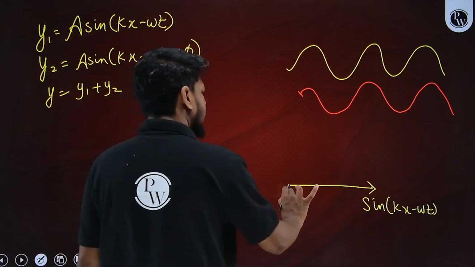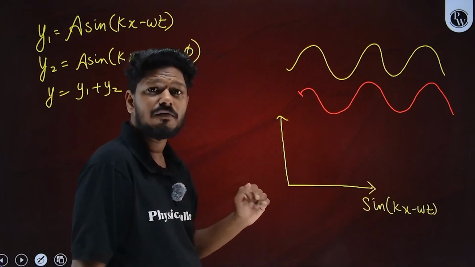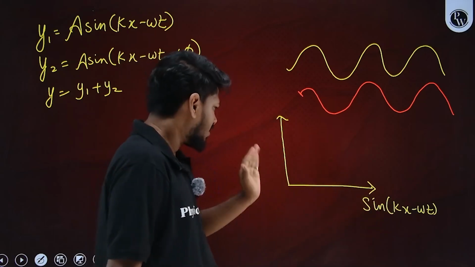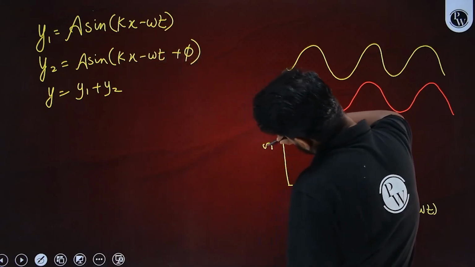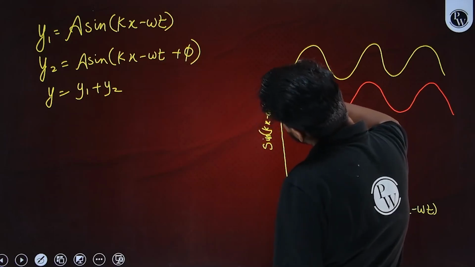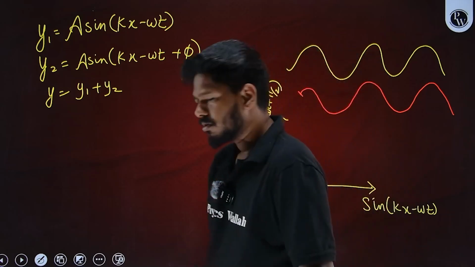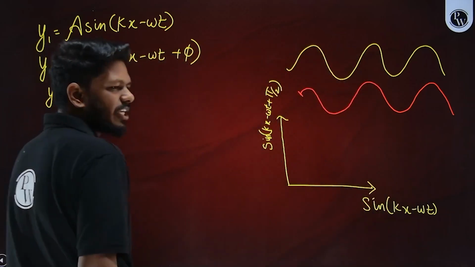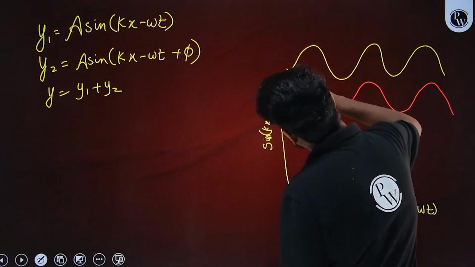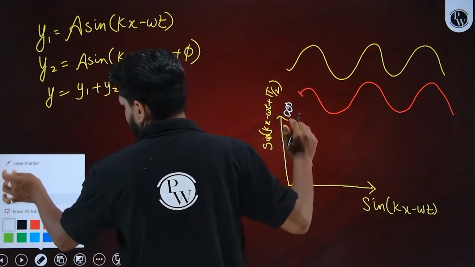So what will be this, sir? If this is sine of kx minus omega t, from here we are going 90 degree, so I can write this as sine of kx minus omega t plus 90 degree, or in terms of radian, pi by 2 radian. Sir, can we write sine of 90 plus theta as cos theta? Yes, very well, we can write that as cos of kx minus omega t. Just remember, if this is sine, this will be cos.